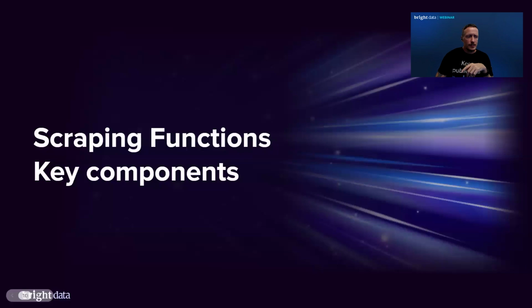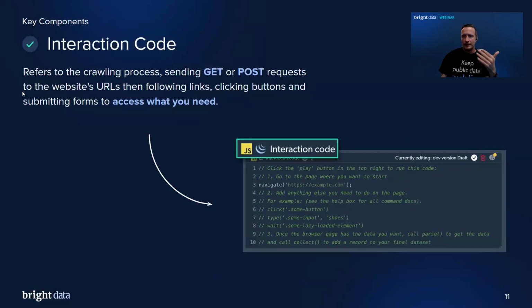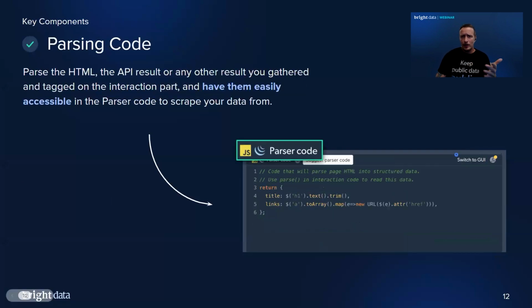So scraping functions, key components. We have an interaction code where you're basically interacting with the page, get, post, you're navigating, you're clicking, you're typing until you get to the data that you want to collect. And then we have the parsing code. Once you have gotten to where you want and the data is there, you trigger the parse code and parse HTML. It supports jQuery, so it's pretty simple to write a parser script.